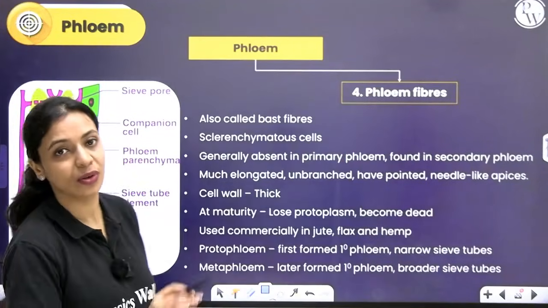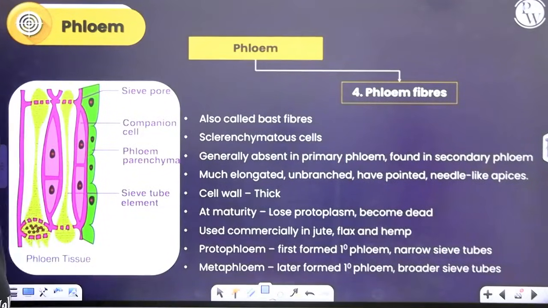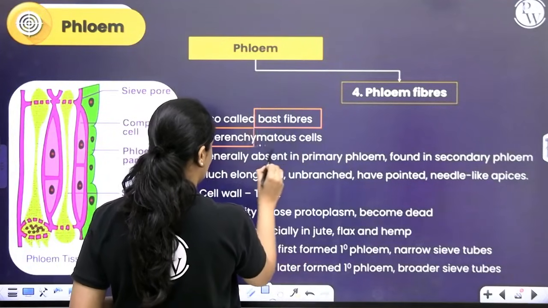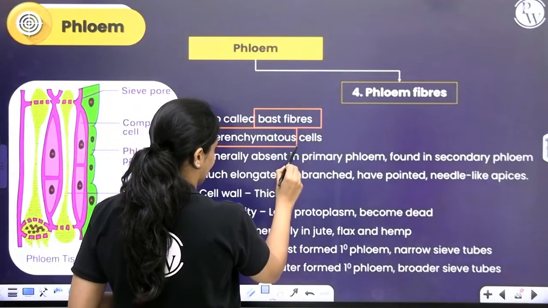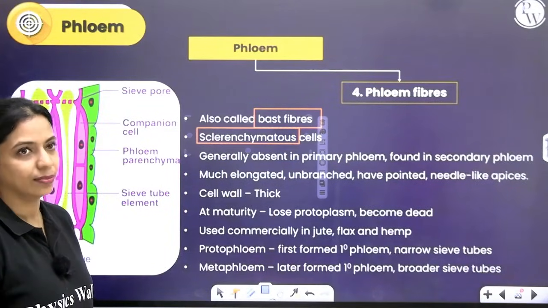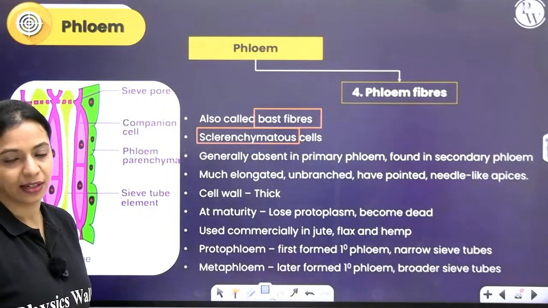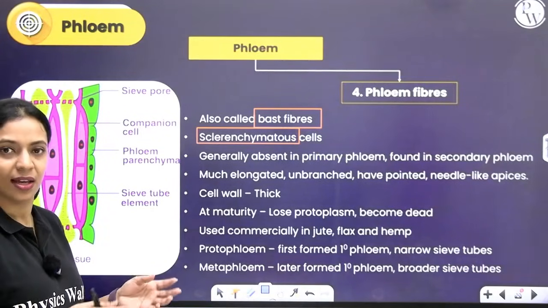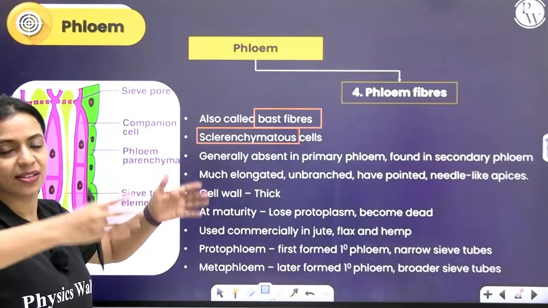Phloem fiber. Phloem fiber has another name. It's also called bast fiber. If it's a fiber, then it's obvious it's sclerenchymatous. Again, similar to how you had primary xylem, secondary xylem, you have primary phloem and secondary phloem. Primary phloem is first formed phloem. Secondary phloem happens during secondary growth when there is increase in girth.